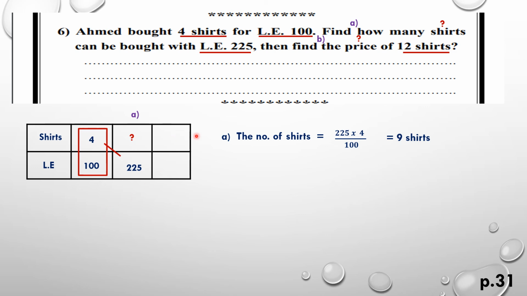What about letter B? I need to find the price of 12 shirts. So, beside LE, I'm going to write my question mark, and beside shirts, I have 12. I'm going to write here 12. We already have the completed column. Do we have a completed cross for letter B? Yes, we have. Here it is. Letter B, the price of 12 shirts equal 12 times 100 over 4 equals 300 LE.